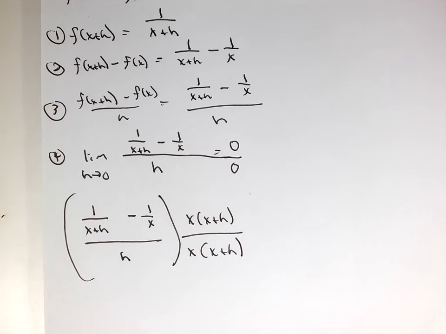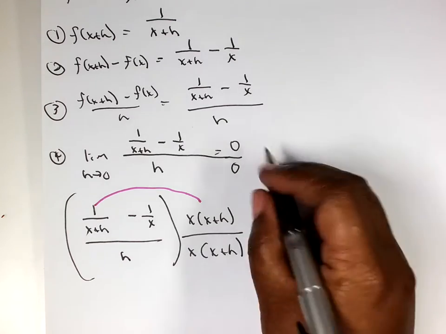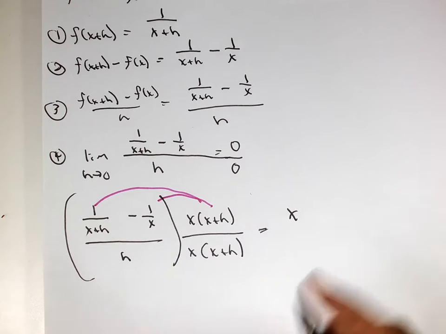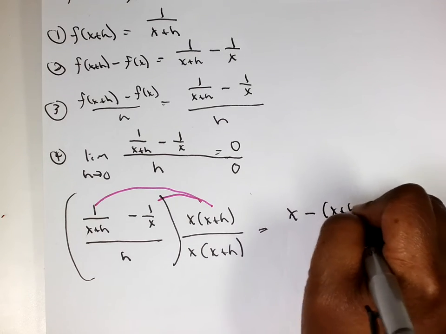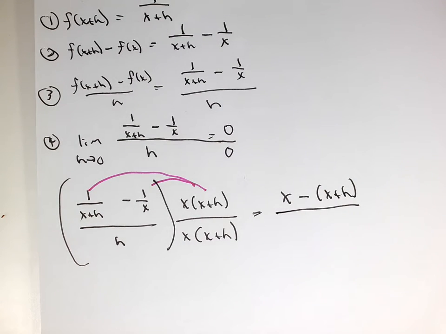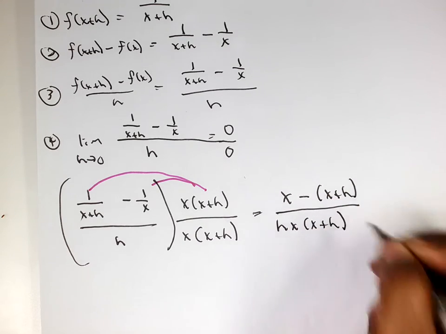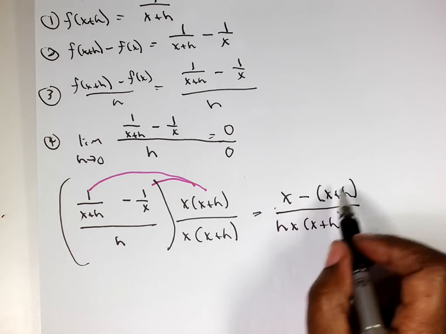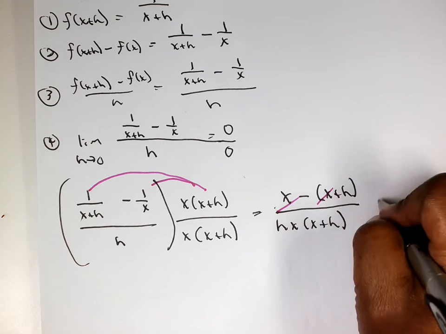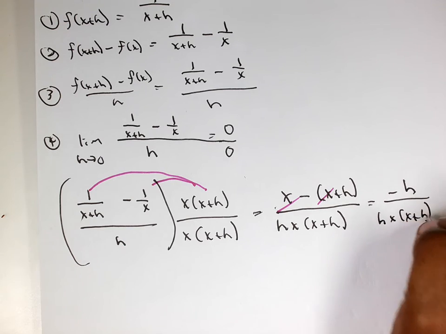Okay, so we have to distribute. When you distribute here, the x plus h's cancel, and we're just left with an x. And when you distribute here, the x's cancel, so I'm left with minus. And it's important that we put that in parentheses because we're going to have to distribute that. So minus x plus h. And on the bottom, I just have hx, x plus h. So when I distribute this, x minus x, these are going to cancel. And I'm just going to be left with negative h over hx, x plus h.